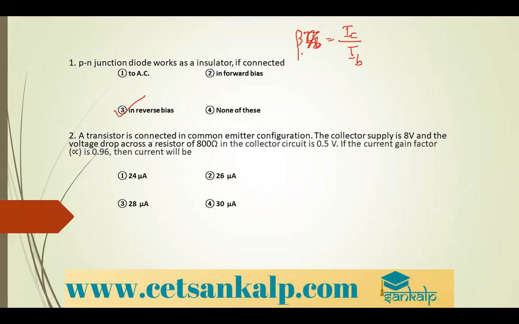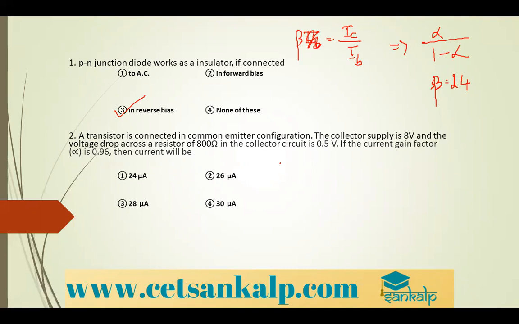Beta, or also you can write this as alpha divided by 1 minus alpha. So it is 0.96 divided by 1 minus 0.96. You will get it as 24. Beta is equal to 24.